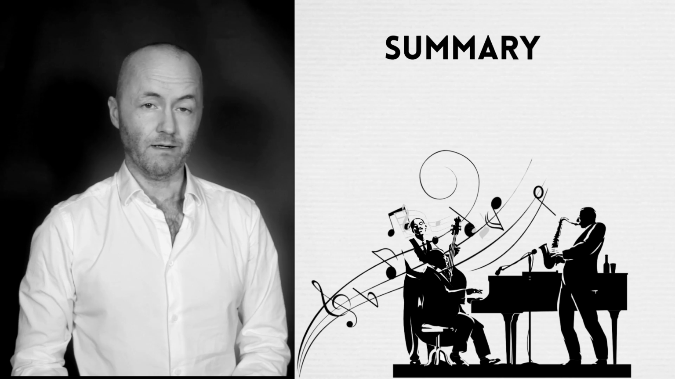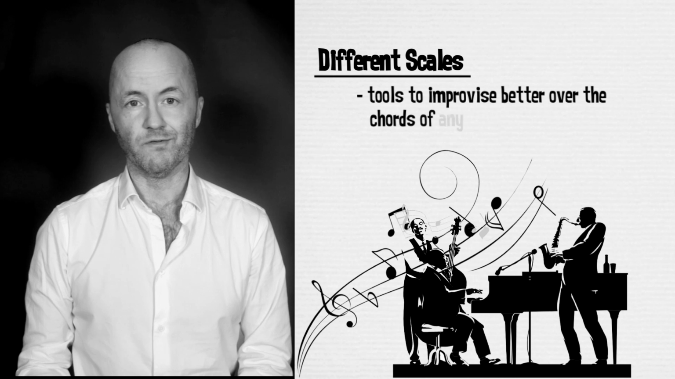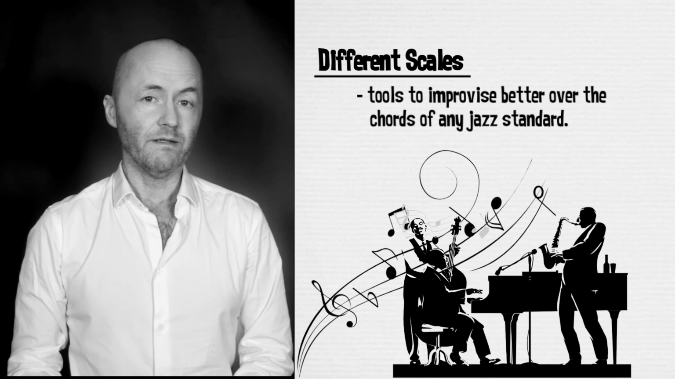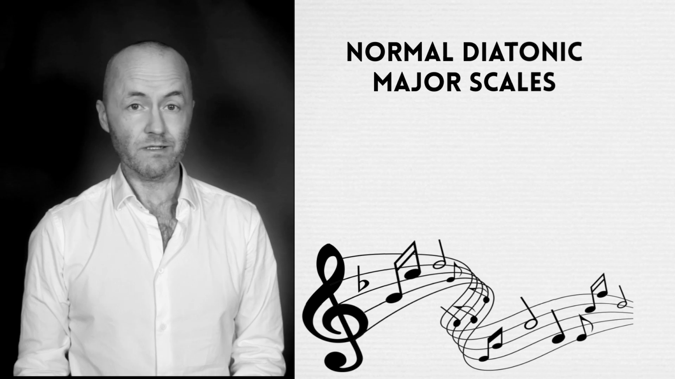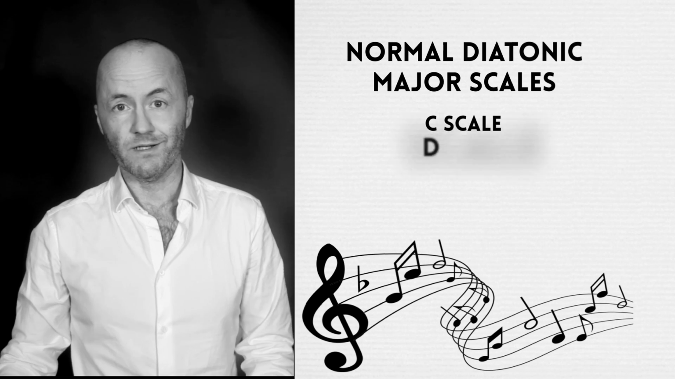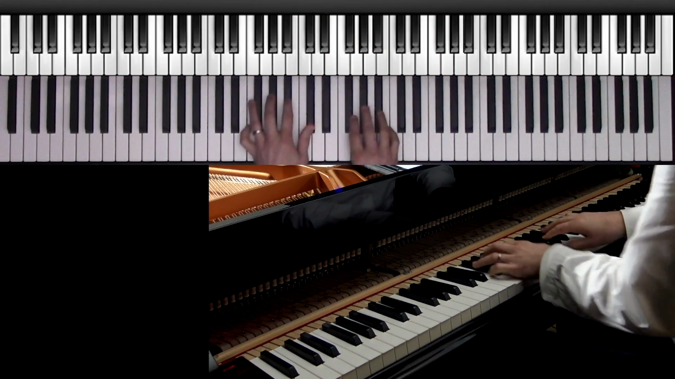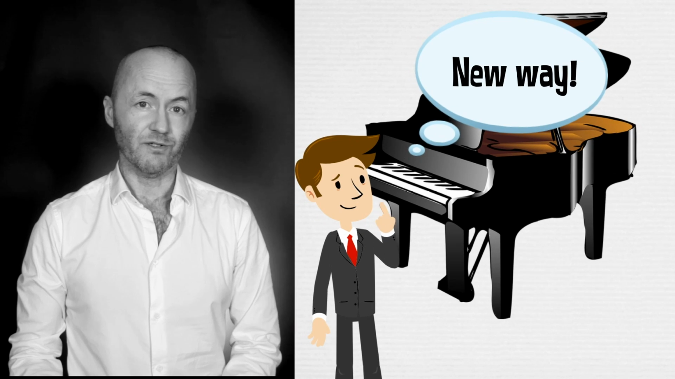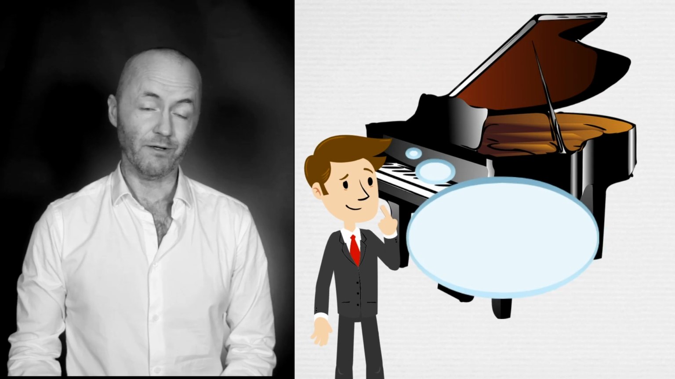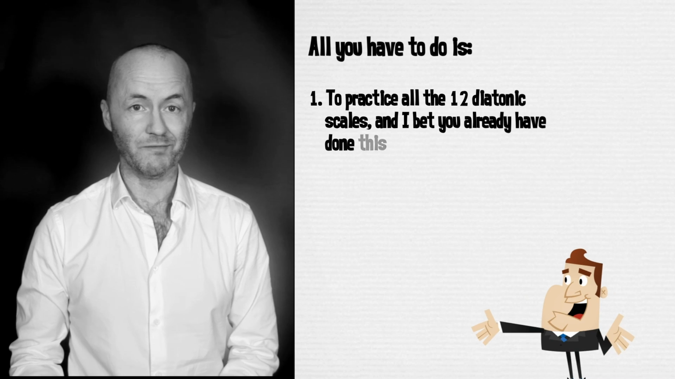While the music is playing, here is a summary. The different scales presented here today are just tools to improvise better over the chords of any jazz standard. And the idea is that all of these scales presented here today are just normal diatonic scales, such as the C scale, the D scale, and G scale, and so on and so forth. By thinking in this new way, I find it a lot easier than to think the old way. Now, all you have to do is 1. To practice all the 12 diatonic scales, and I bet you already have done this.